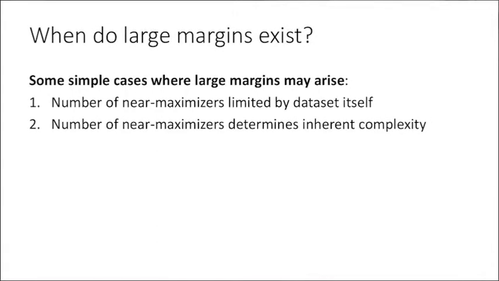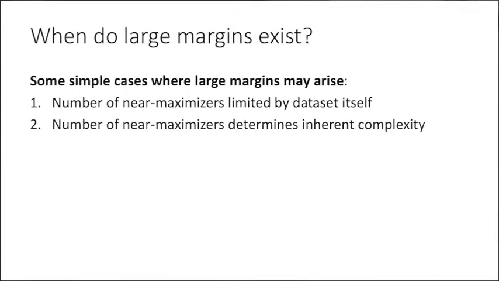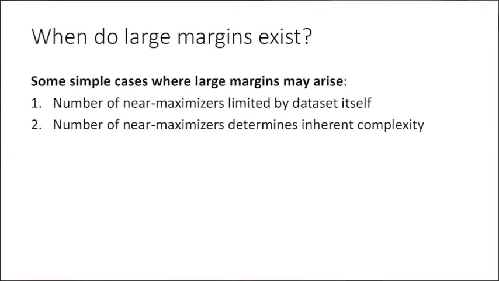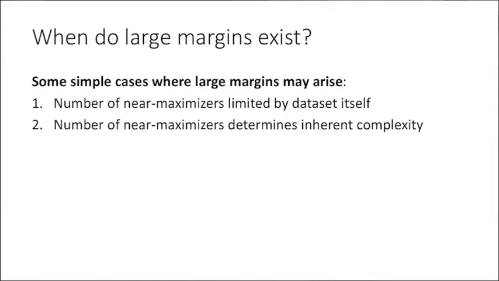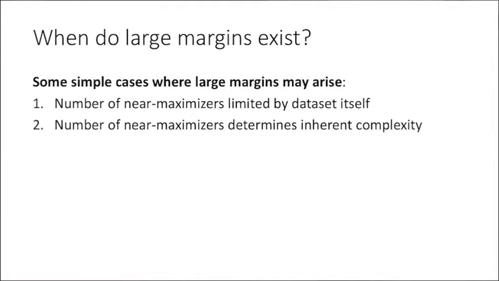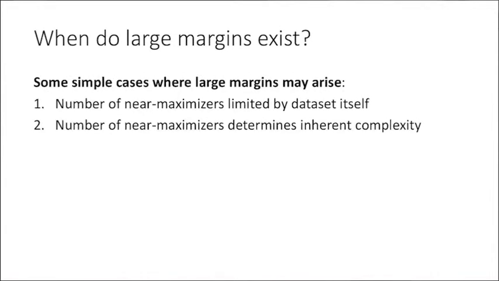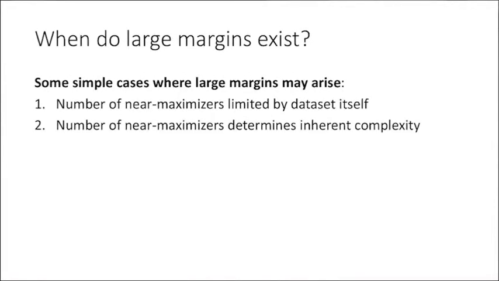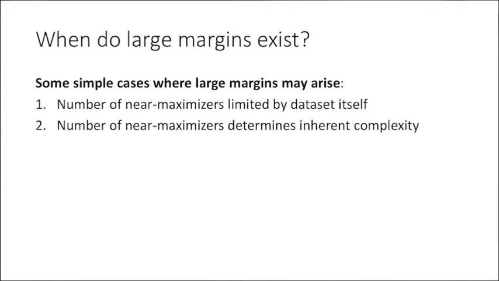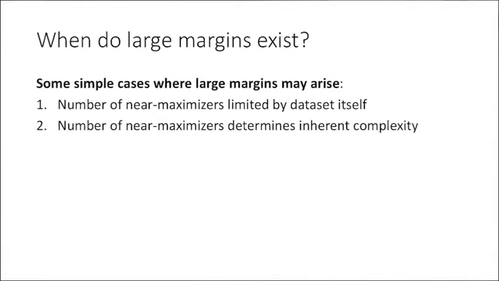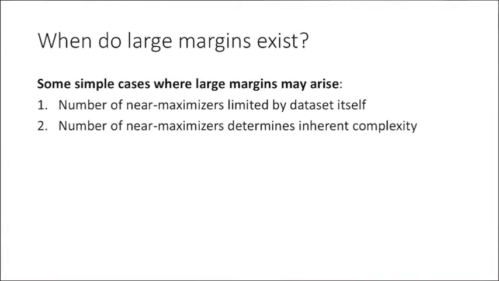One is that maybe the number of near maximizers is just limited by the fact that you have a finite data set to begin with. That will be the reason in the first application, frequent item set mining. And the second is this statistical learning reason, because the true complexity is really only determined by the number of near maximizers.